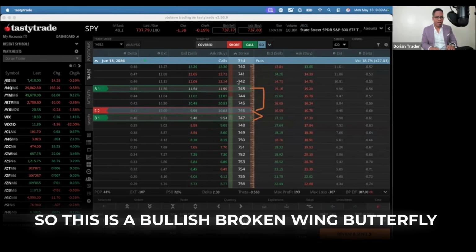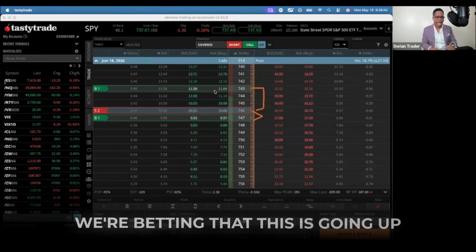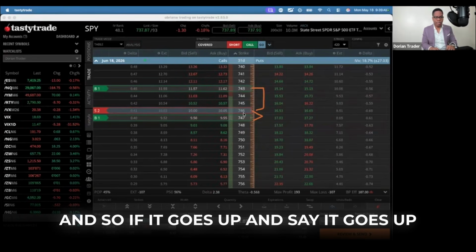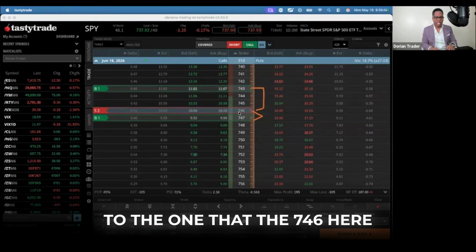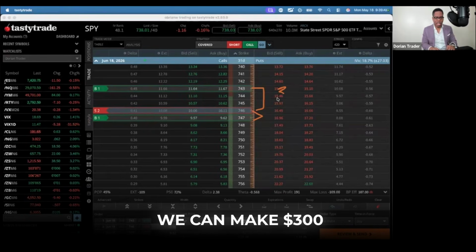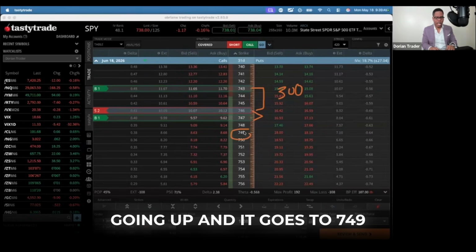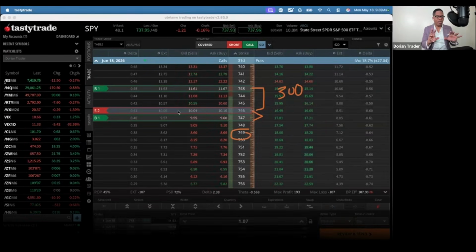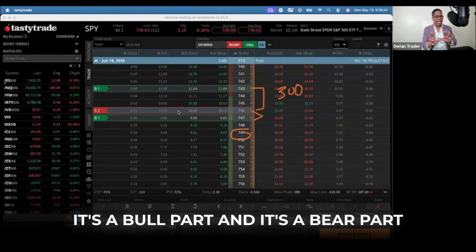So this is a bullish broken wing butterfly, meaning that we're betting that this is going up. And so if it goes up, and let's say it goes up to the 746 here, we can make $300. Okay. Let's say it keeps going up and it goes to 749. Well, in this case, we will lose because this is the bear part here. Remember, we broke it down into two types of trades. It's a bull part and it's a bear part.